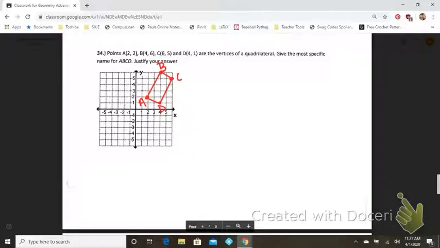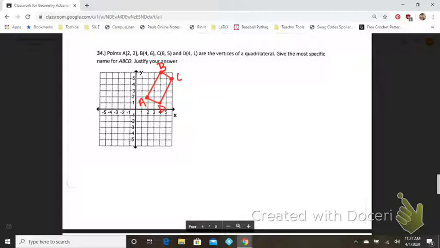All right, so it looks like this is probably a parallelogram. Maybe it could be a rectangle, but we would need to prove those things. And I think the easiest way to start is going to be to find our slopes. Slopes will not only tell us if we have pairs of parallel lines, it will also tell us if these lines are perpendicular to each other, which would mean that we would have right angles.